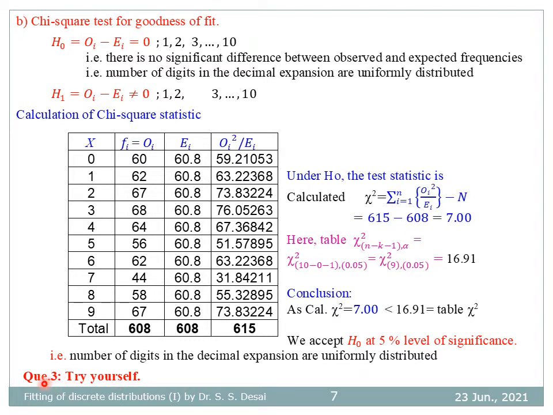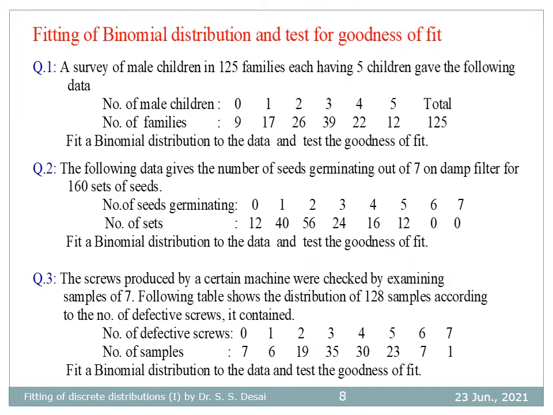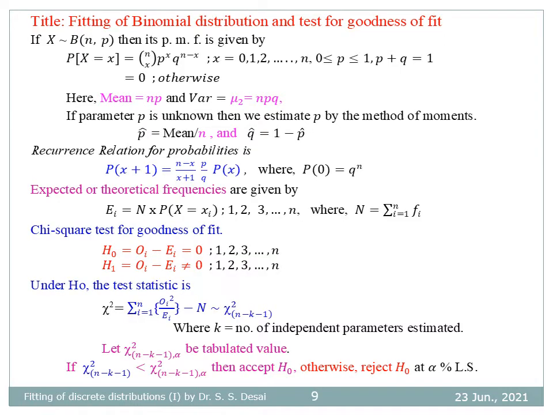So students are advised to write the answer for the third question. So these are the questions for fitting of binomial distribution and test for goodness of fit. There are 3 questions. So this is the theory regarding the binomial distribution: formulae, expected frequencies, null hypothesis, alternative hypothesis, and test statistic.